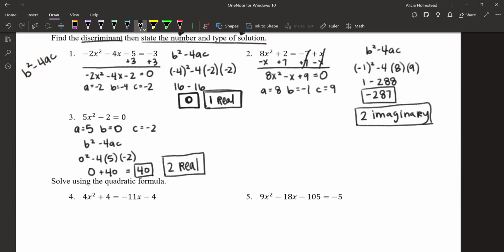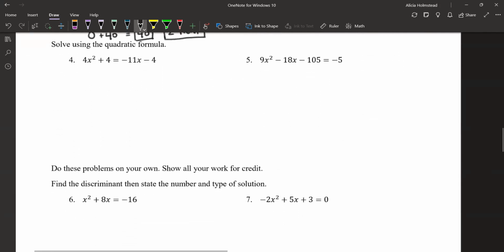All right. So now we're going to move on to using the quadratic formula to solve. So for these next 2 examples, that's what we're going to do. So let's go ahead and follow those 4 steps that we outlined on our graphic organizer. So the first step is to put it in standard form equal to 0. So I'm going to move 11x to the other side and 4 to the other side. Putting this in standard form, I'll have 4x squared plus 11x plus 8 equals 0.